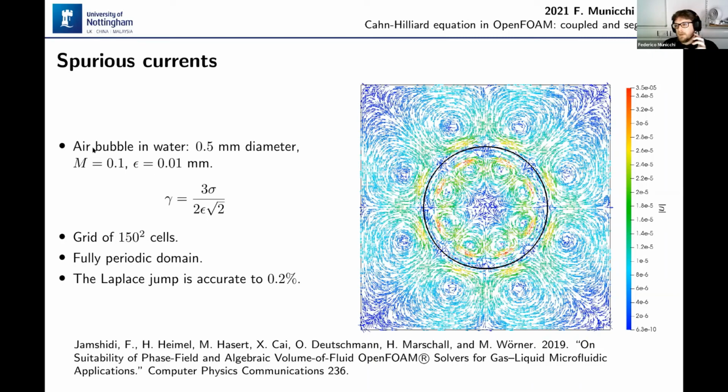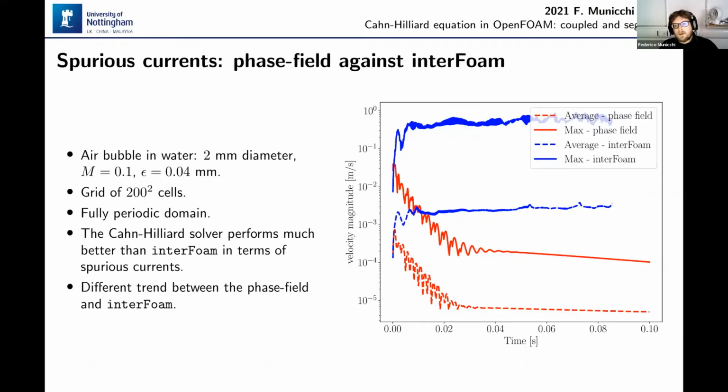So this is a static bubble of air in water, 0.5 millimeters, so quite small, not excessively small. The Laplace jump is quite accurate, just a 0.2% difference with respect to the theoretical value. I would say it's very suitable for situations where surface tension dominates the dynamics of your flow, especially when you compare against interFoam. You see that there is a dramatic difference.